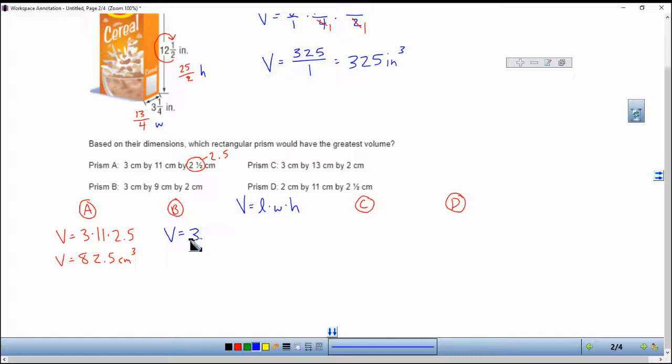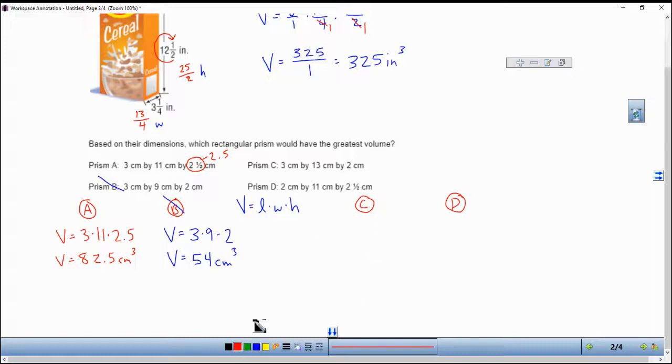B is going to be 3 times 9 times 2. This one's kind of easy because there's no fractions, there's no decimals to deal with, so we would just multiply the numbers. 3 times 2 is 6, times 9 is 54. So Prism B is out because it's less than A. So B, it's not B.